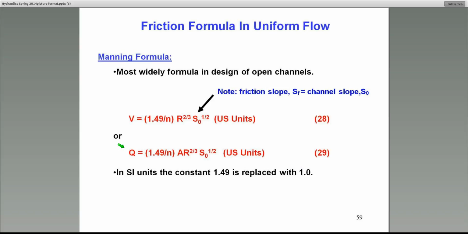Q in CFS, A is the cross-sectional area in square feet, hydraulic radius in feet, and of course slope is dimensionless. Typically they give you slopes like in feet per mile. Make sure you make that dimensionless, like feet per feet. Those are some of the little things you need to be careful about.